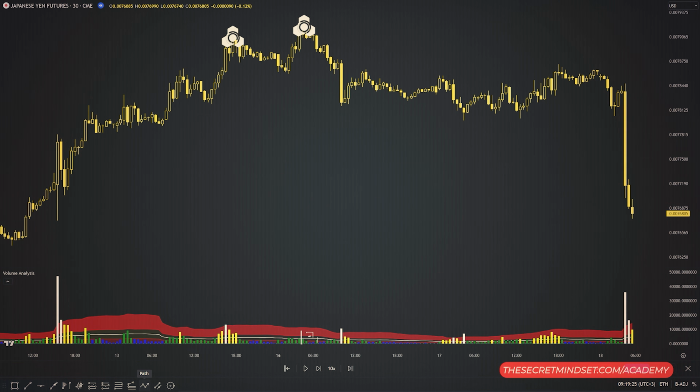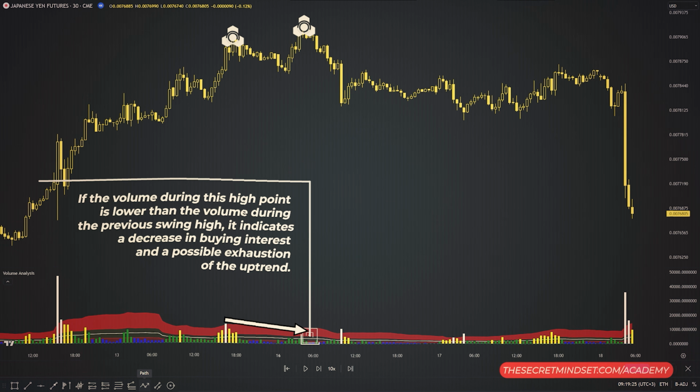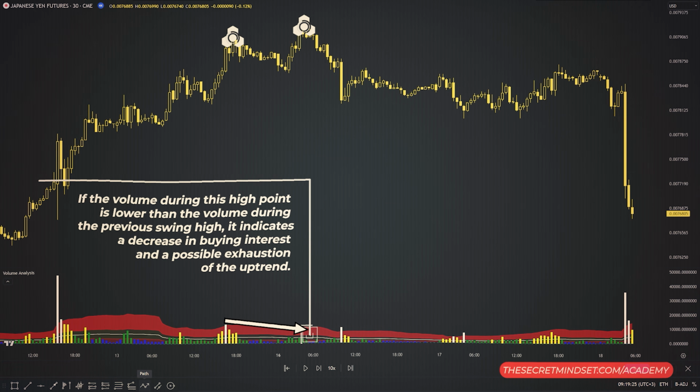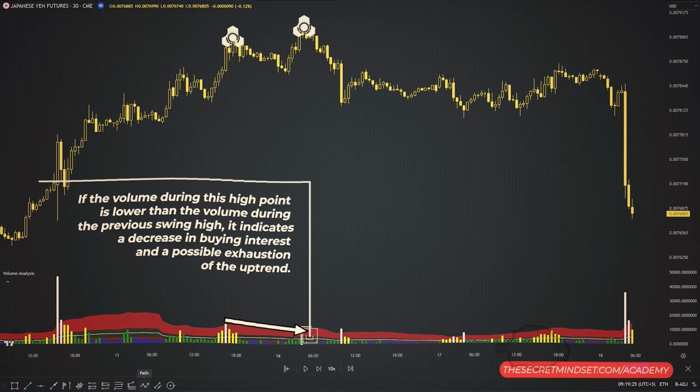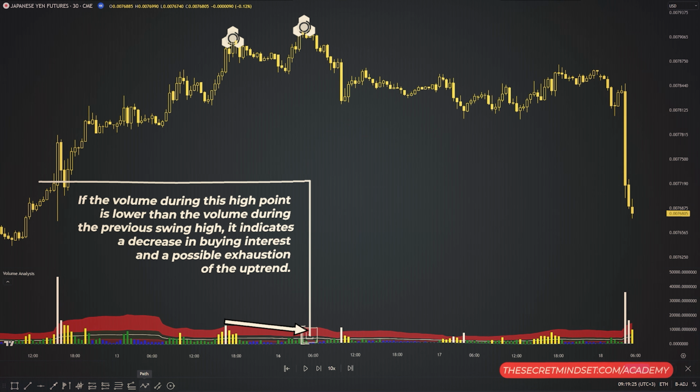bearish trend. If the volume during this high point is lower than the volume during the previous swing high, it indicates a decrease in buying interest and the possible exhaustion of the uptrend. This decline in volume serves as an initial warning sign. You don't know yet if a reversal is on the cards.